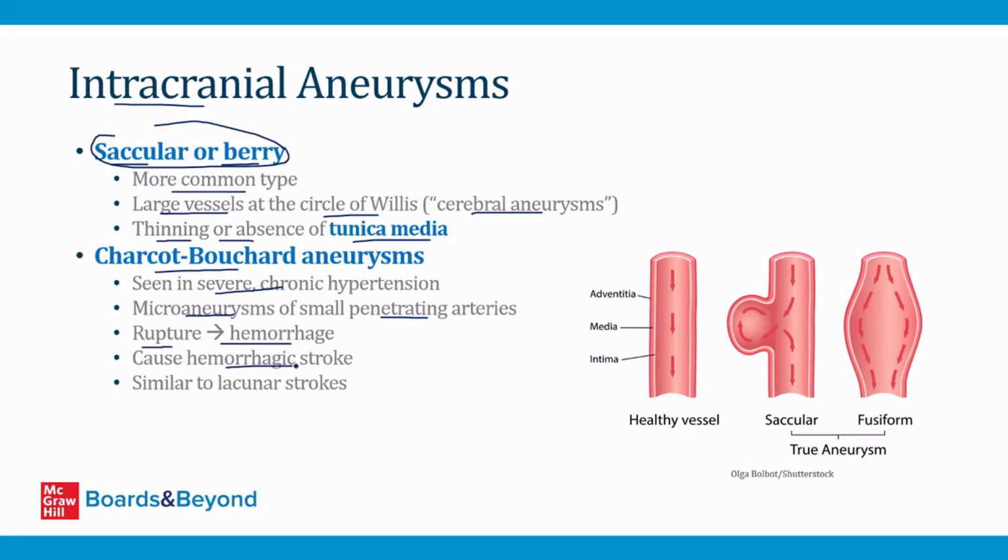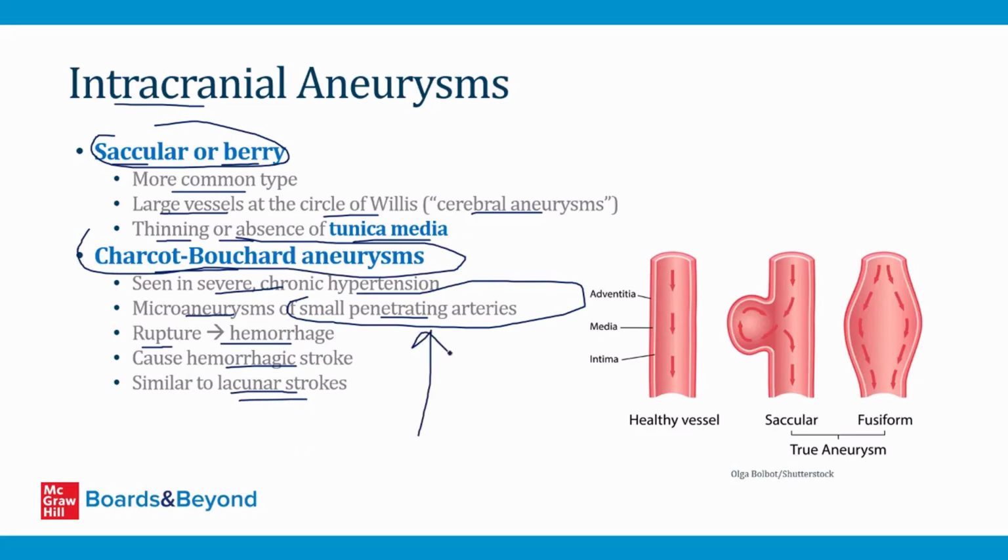to a hemorrhagic stroke. And in other videos, I talk about lacunar strokes, but lacunar strokes are caused by ischemia of these small penetrating arteries. Charcot-Bouchard aneurysms can rupture and lead to very similar clinical presentations compared to lacunar strokes. The difference is in a lacunar stroke, you have ischemia of one of these small penetrating arteries. In a Charcot-Bouchard aneurysm, you have rupture and hemorrhage of one of these small penetrating arteries.